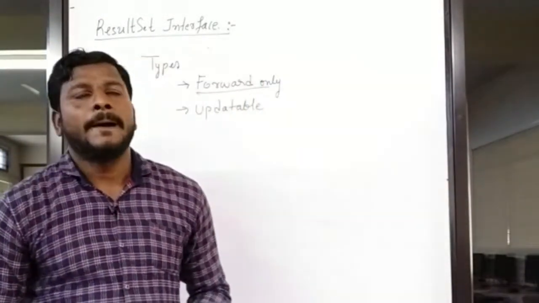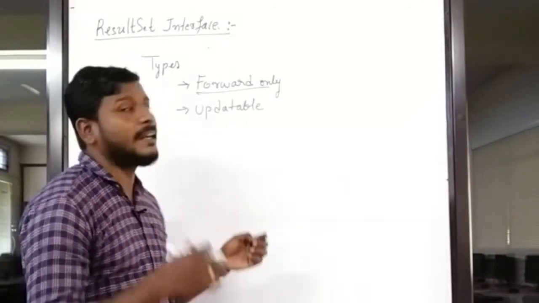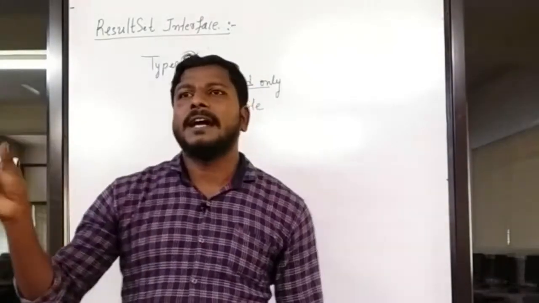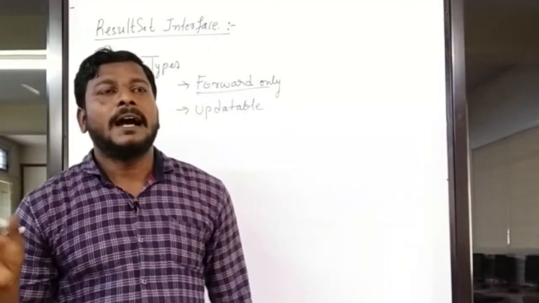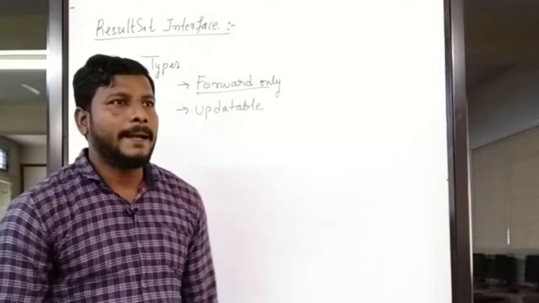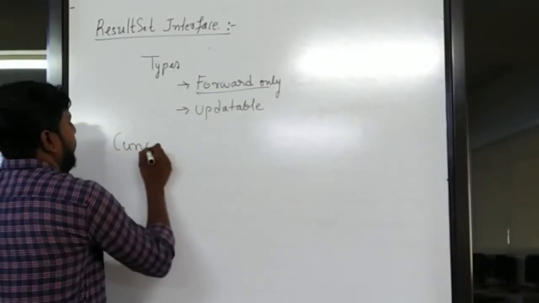Okay, so for example, if you want to make a result set updatable, then you should add some attributes or arguments in the createStatement method of the connection interface, which I will tell you. And one more thing is you have to define the concurrency for the result set.